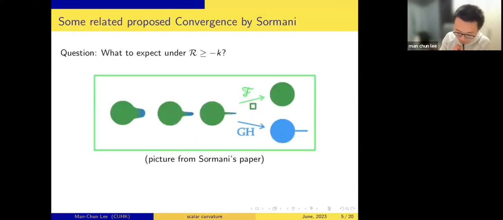I'm stealing some picture from a paper of Sormani.